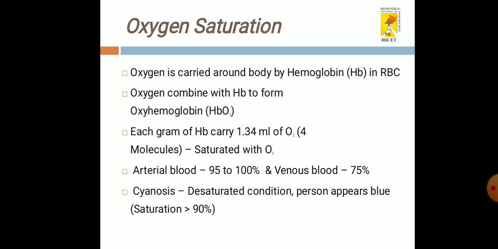Arterial blood has 95 to 100 percent and venous blood has about 75 percent oxygen saturation level. Each gram of hemoglobin carries 1.34 ml of oxygen.